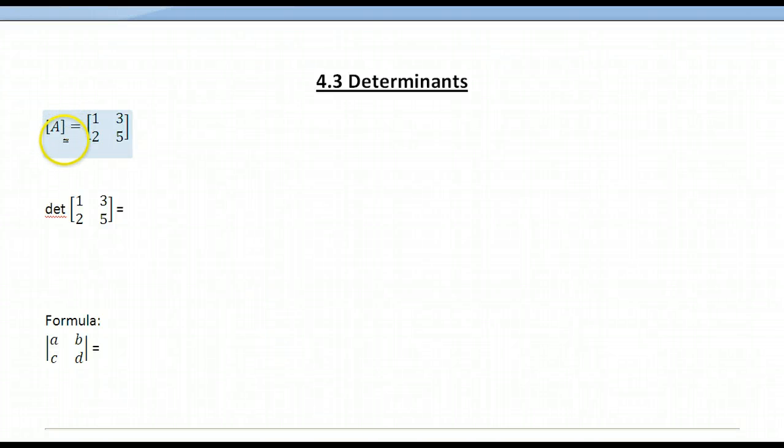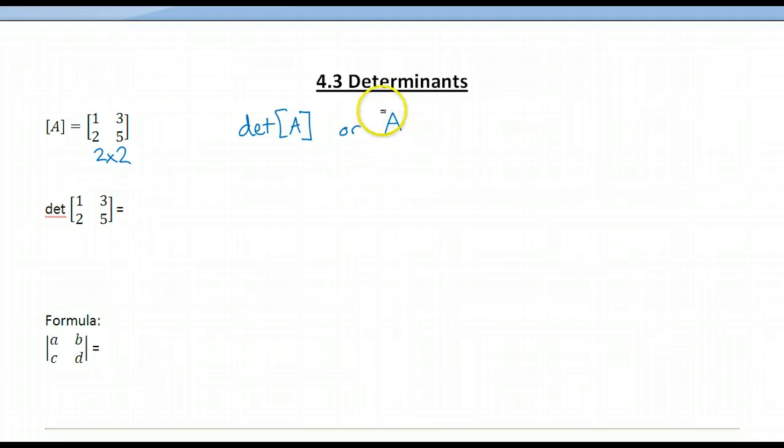Let's say that matrix A is this 2 by 2 matrix. If I were to find the determinant of that matrix, the notation would be det of matrix A, or capital A with what looks like absolute value symbols around the A, but this time we are talking about the determinant. So how do we tell the difference between the determinant and absolute value? Well, it has to do with context. In this case, A is a matrix, so these symbols mean determinant.